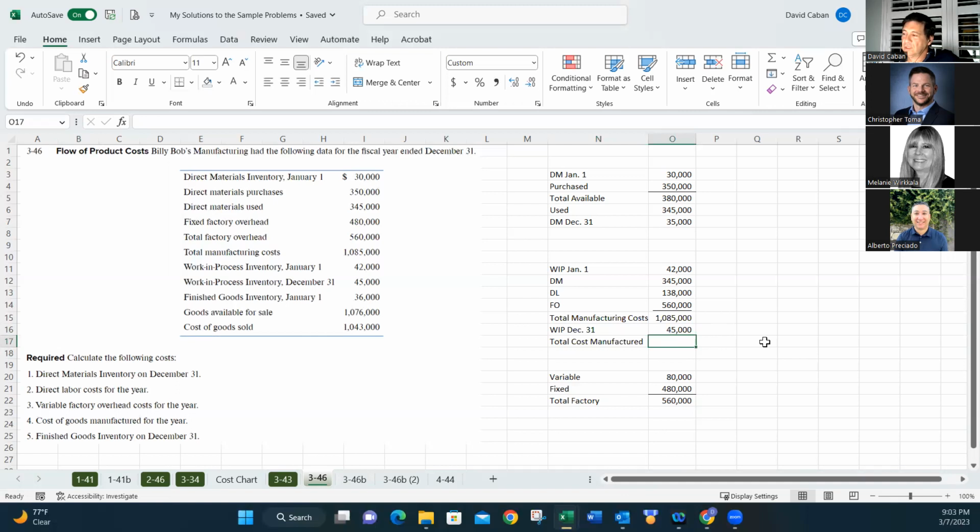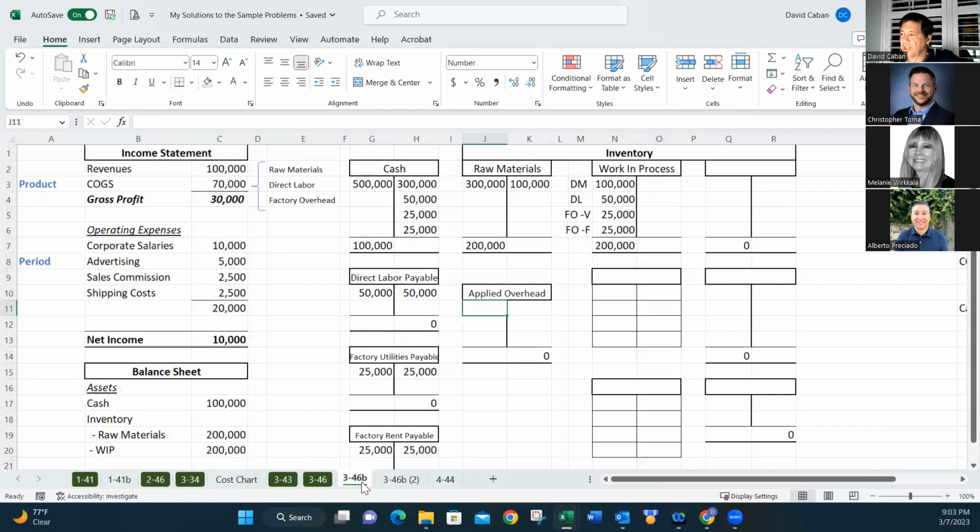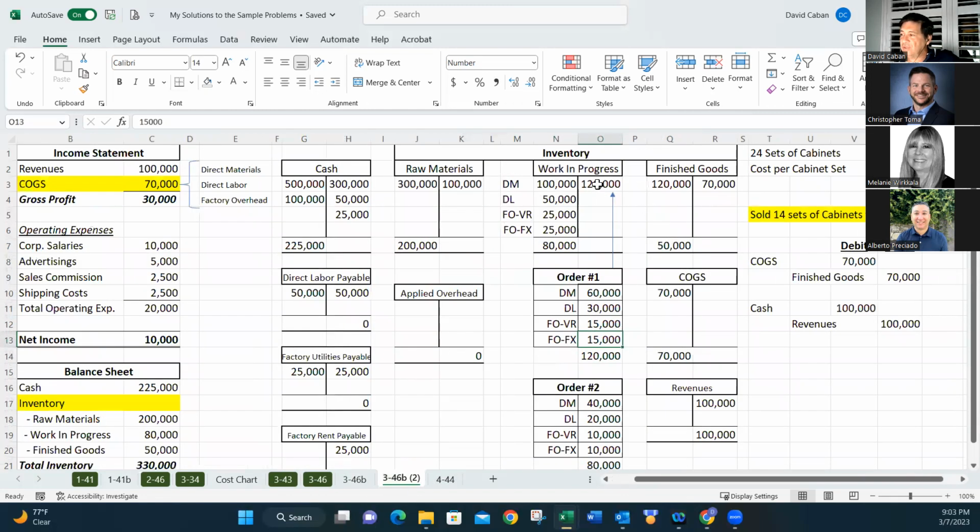1,043,000. Not 43. How much did I finish? How much did I transfer? Not how much I sold, how much did I finish? In other words, let me look for the chart. How much did I transfer out from here to here? Okay, it's very different from cost of goods sold. That's what it's asking me. How much cost did I finish?